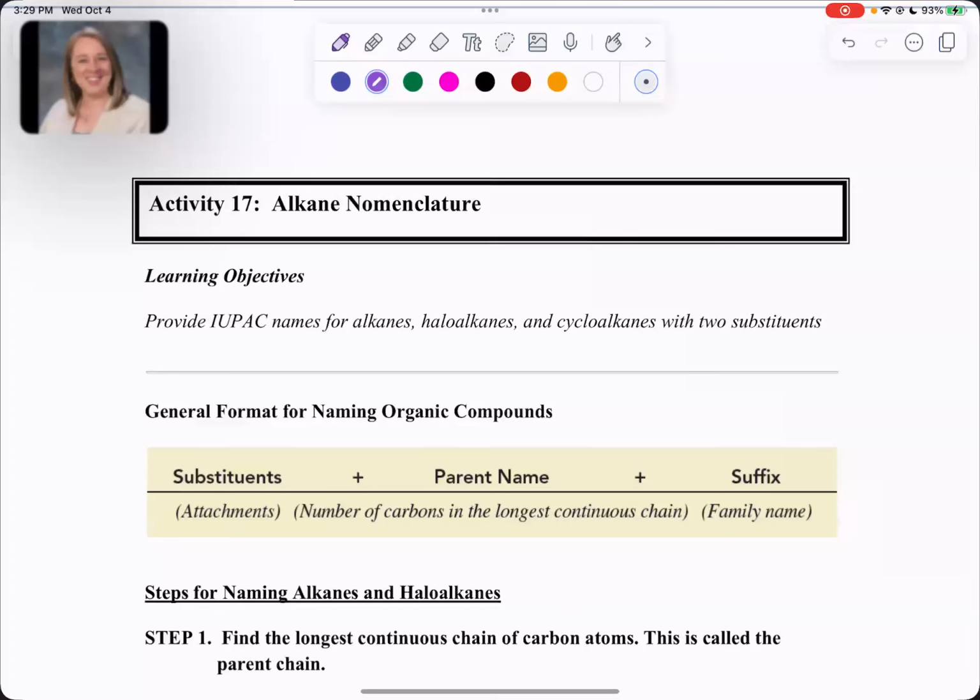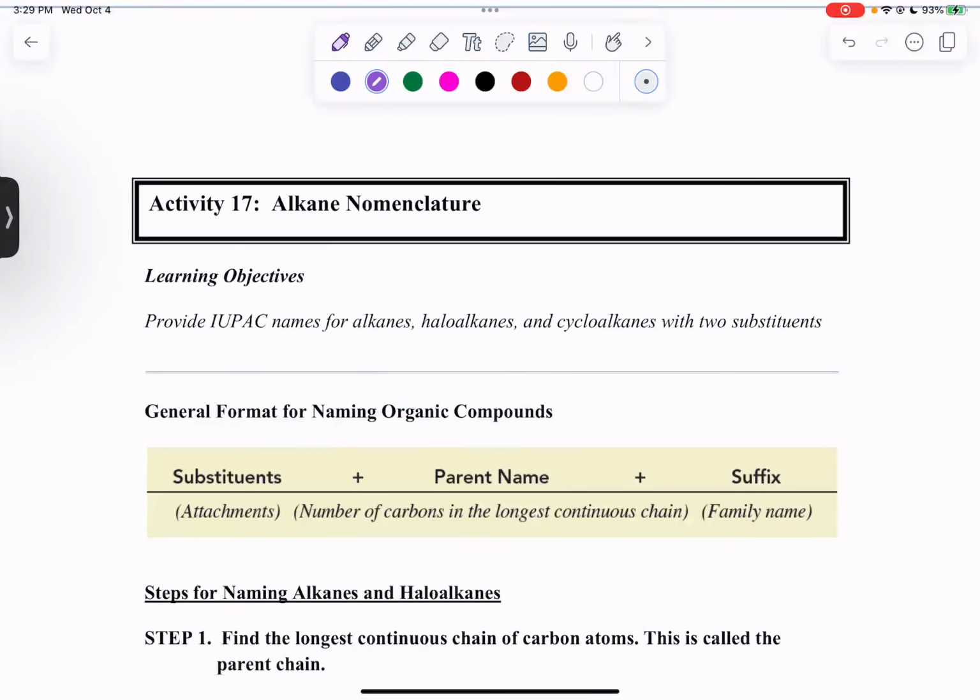This is an activity on naming alkanes. And in the beginning, it's just stuff for you to read through. So read through all the instructions. And the biggest thing when you're naming or you're going from a name to a drawing is to follow the rules. You have to follow the rules.